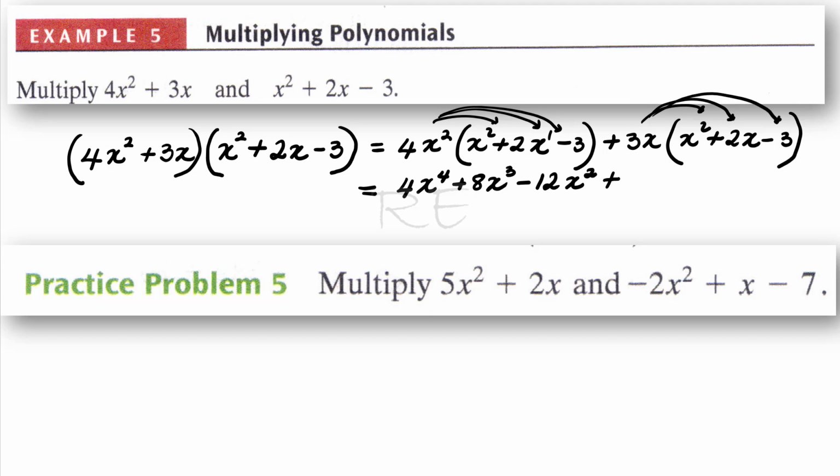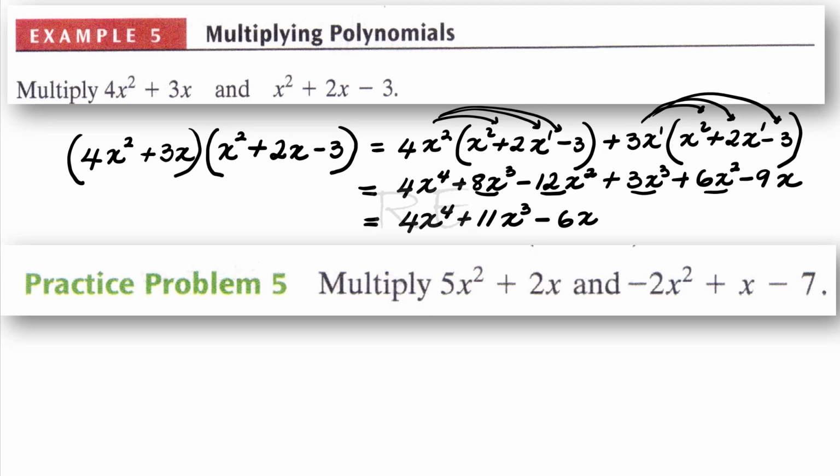3x times x squared. 3x to the 1st times x squared will be 3x to the 3rd. 3x to the 1st times 2x to the 1st, 6x to the 2nd, and 3x to the 1st times negative 3, negative 9x. We're going to keep 4x to the 4th, 8x to the 3rd plus 3x to the 3rd, 11x to the 3rd, negative 12x squared plus 6x squared, negative 6x squared. Then we bring down negative 9x.